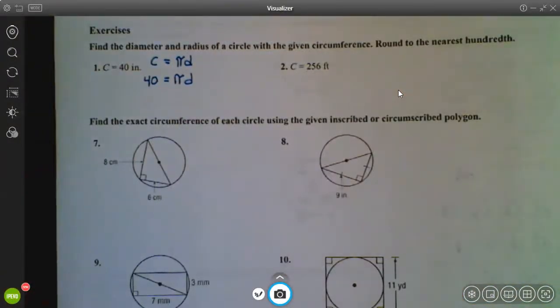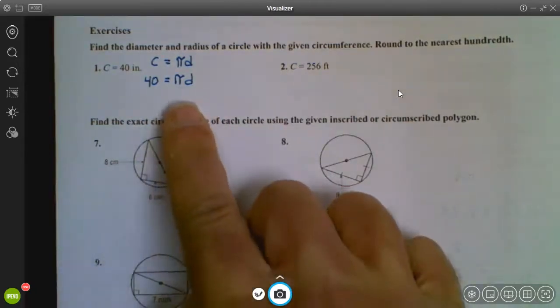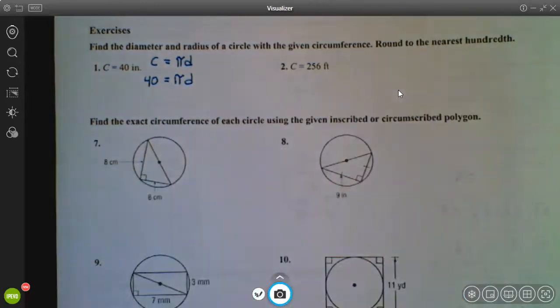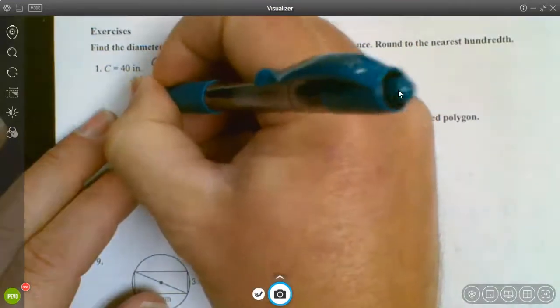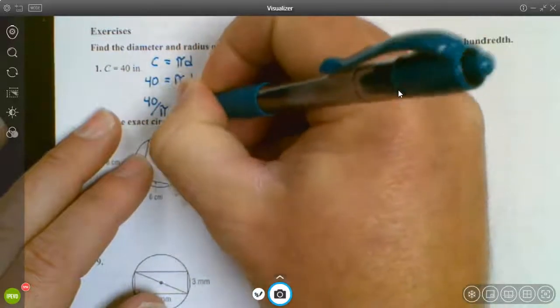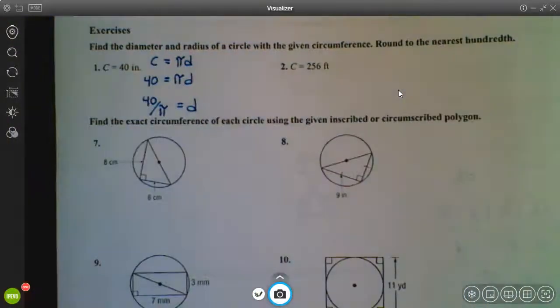So what do you guys think? How would I get D by itself? How would I solve for D in this case? Well, remember, this is just basic algebra, right? This is pi times the diameter. So if we divide both sides by pi, that would put the diameter by itself, and now we could punch that into a calculator and get that answer.